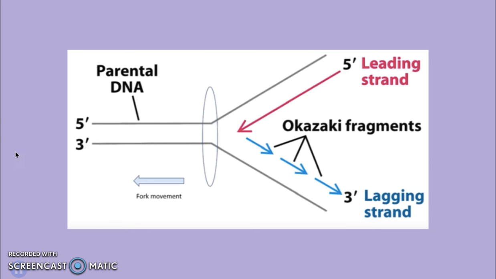So this is going to be our replication fork right here, and this is going to be our leading strand. Our leading strand is copied continuously, denoted by this continuous line, while the Okazaki fragments are made in short bursts, or discontinuous replication, on our lagging strand, on the 3' versus the 5' end.